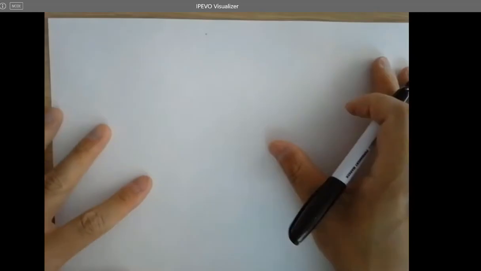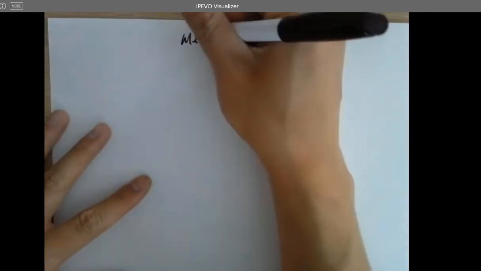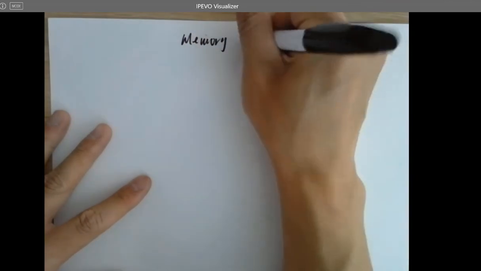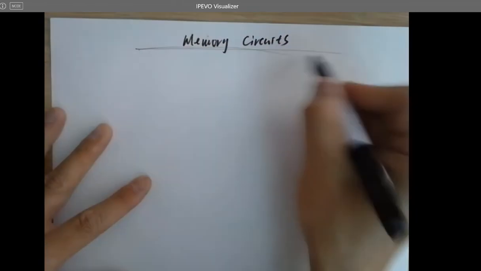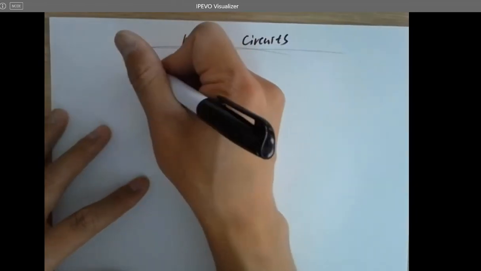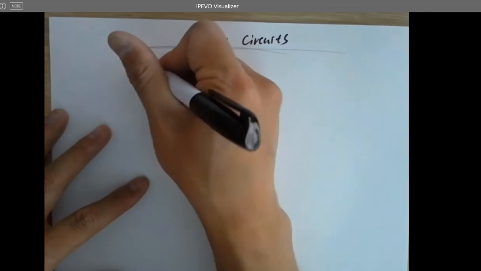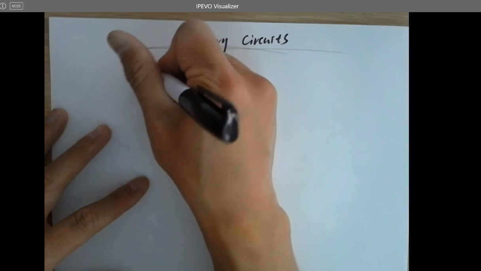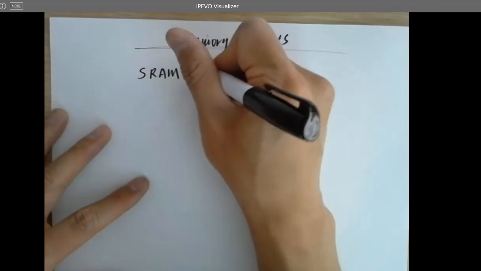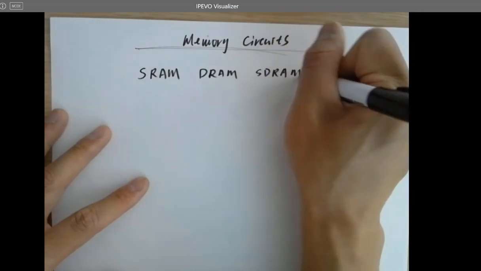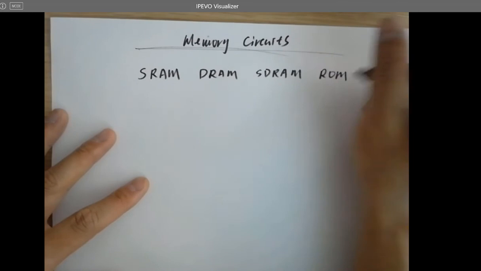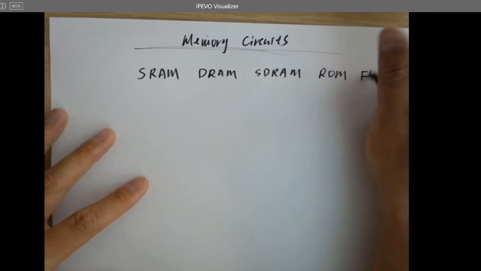We have 10 minutes. Let's start the topic of memories. There are some acronyms you have seen online or somewhere else. Just write them down and see if you know what they are: SRAM, DRAM, SDRAM, ROM, Flash.